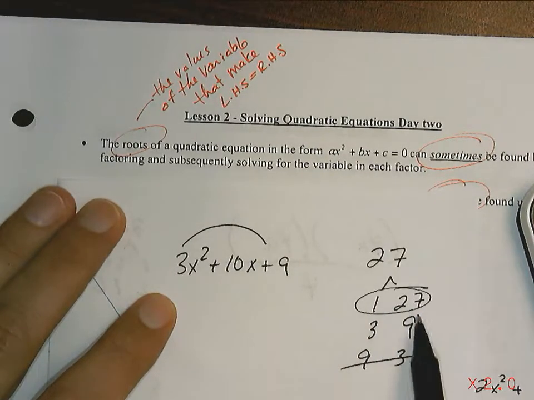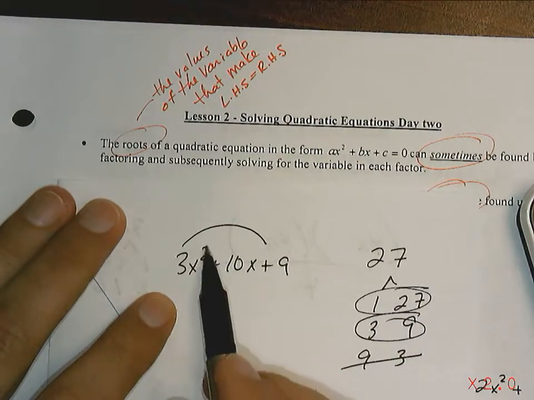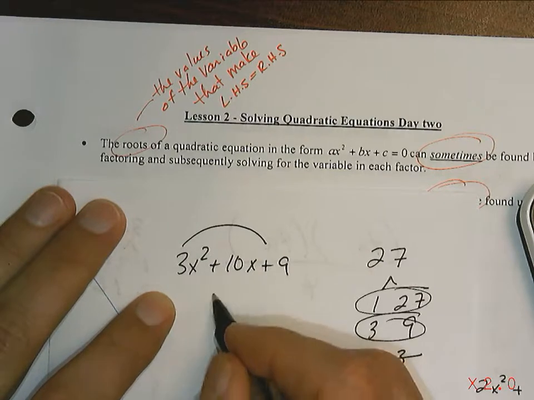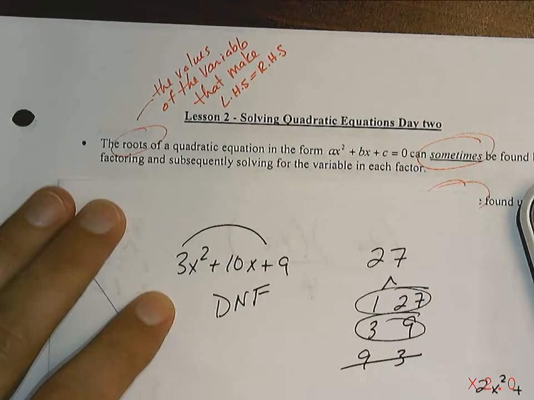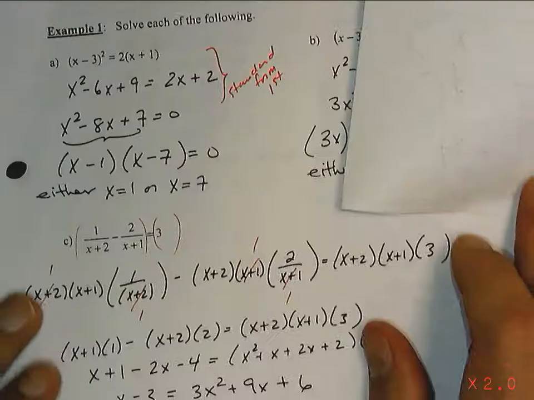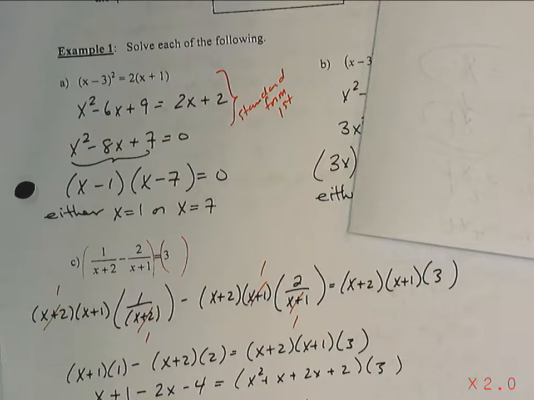Neither of these two or those two will go together to give me 10. This does not factor. It can't. Neither these two nor these two can go together to give me 10. So I can't factor. So use quadratic formula.